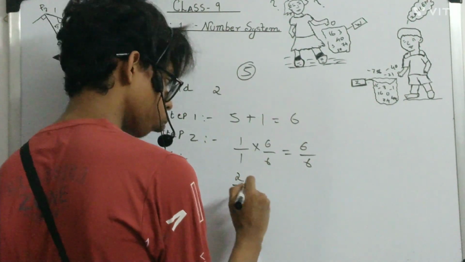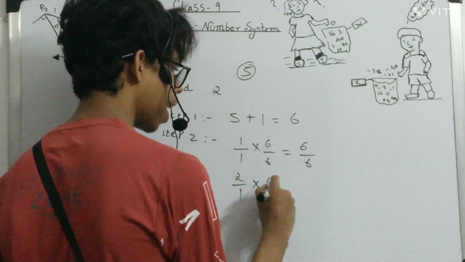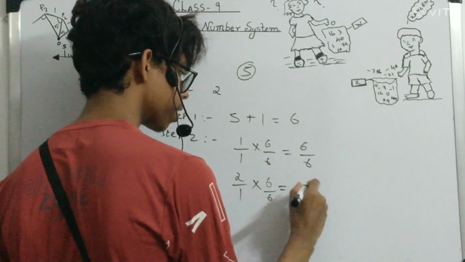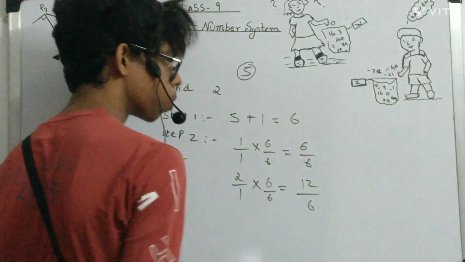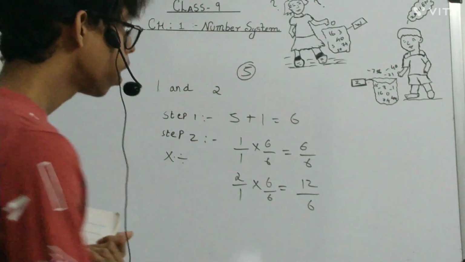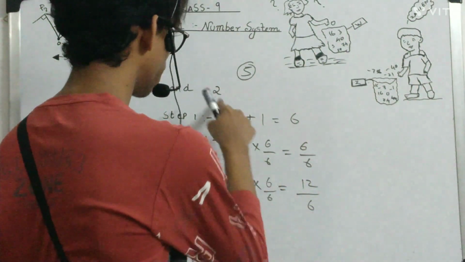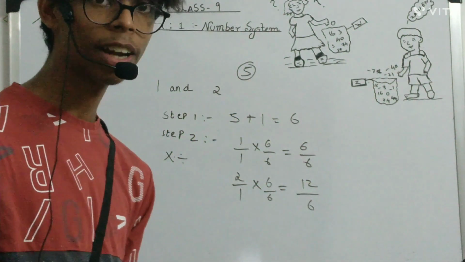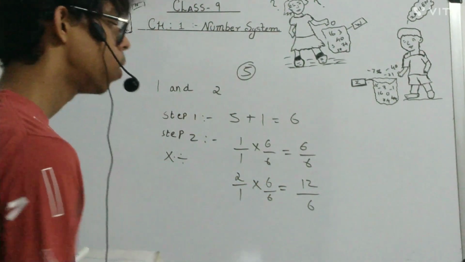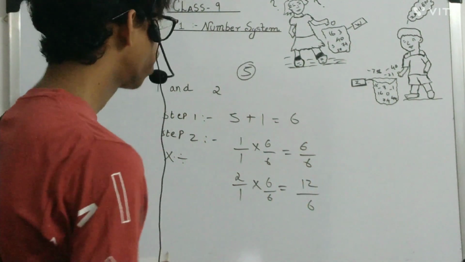Similarly, 2 I can write it as 2 by 1. I am multiplying and dividing it with 6. So 2 sixes are 12, and denominator also I will get a 6. Now please don't cancel this 6 by 6 and make it as 1, and this as 2. So we will be definitely getting back a question answer. So just leave it as it is.